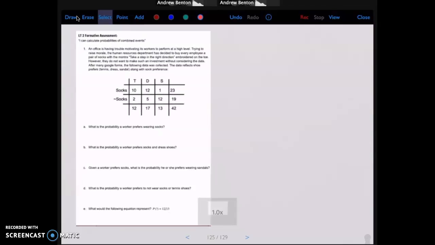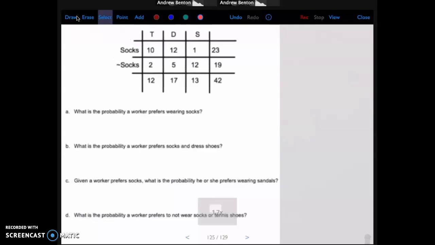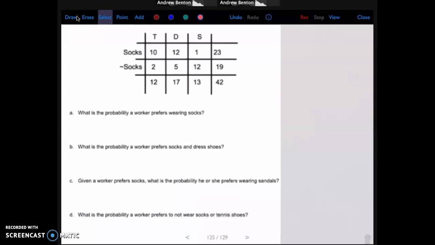Okay, number 1. What is the probability a worker prefers wearing socks? Blow this up a little bit. So this is tennis shoes, this is dress shoes, and this is sandals; socks, no socks. So the probability of socks is going to be 23 divided by 42.